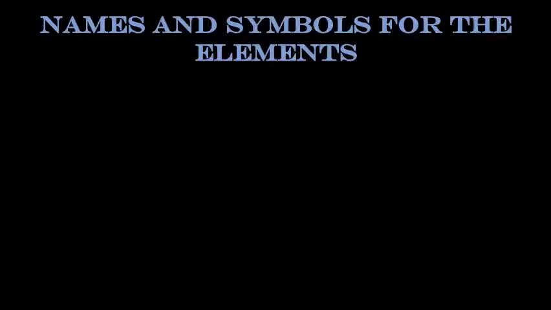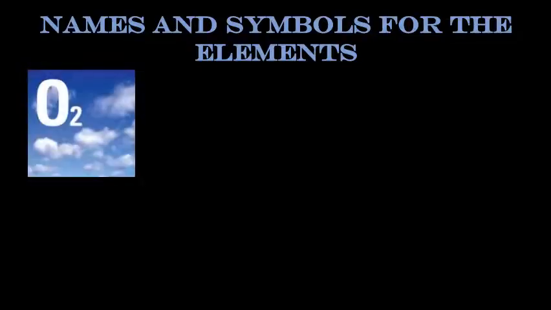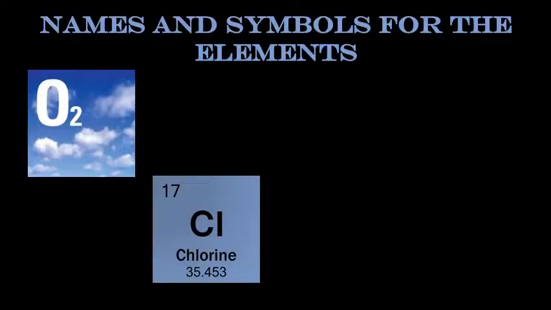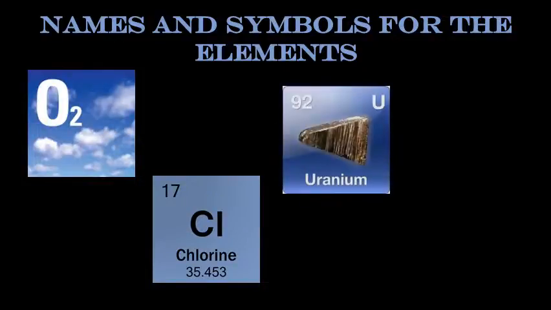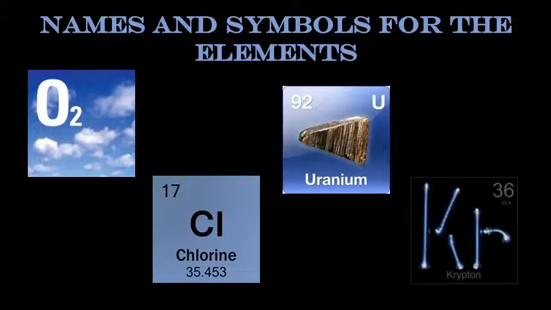Now, you already know a lot of the names and symbols for these elements. You know that the elemental oxygen is O2. It's one of the big 7. Chlorine, easy enough, Cl. Uranium, U. And krypton, Kr. Please note, this letter must be capital and this letter has to be lowercase if there's a second letter.